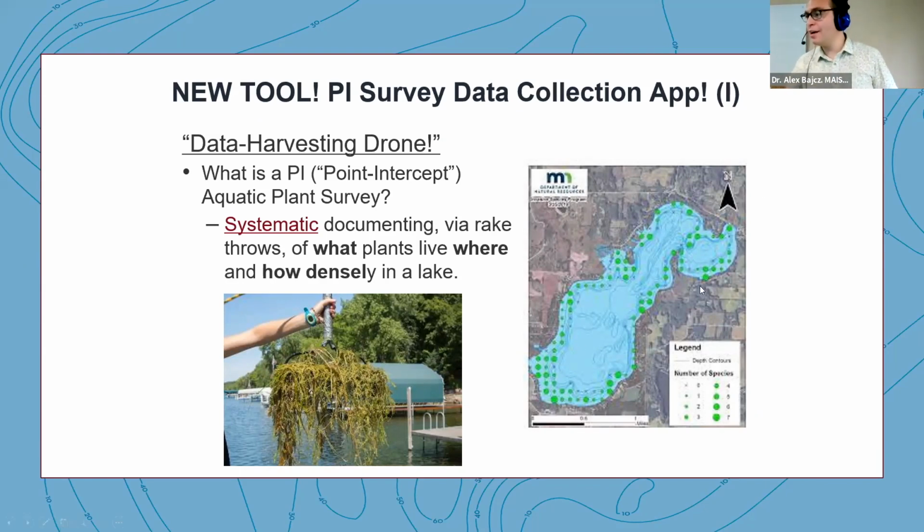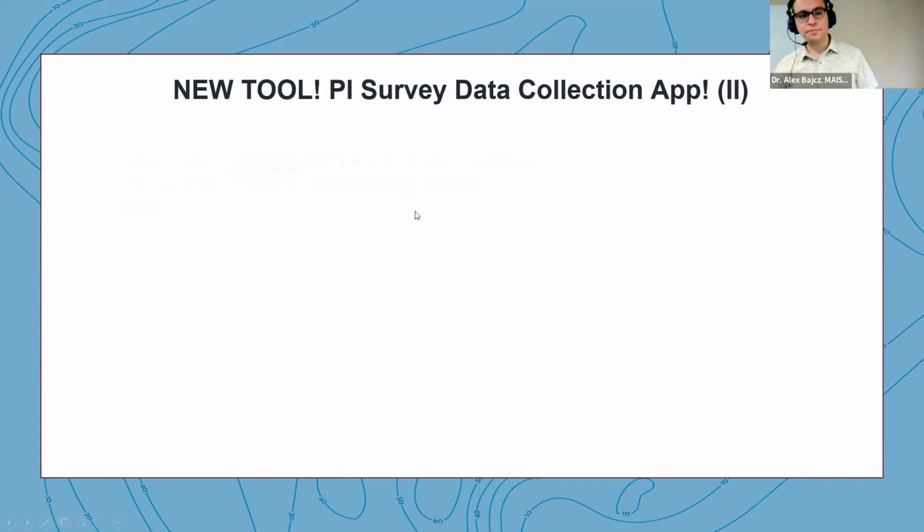So you can see here that everywhere where there's sort of a green dot, that's where a sample was taken. And you can see that the rake comes back with a bunch of plants on it, and which plants specifically came back on the rake and how abundant they were are documented at each of these points.